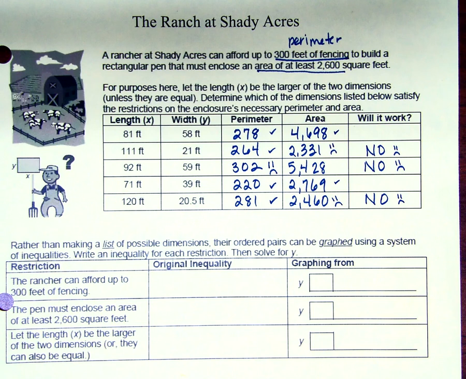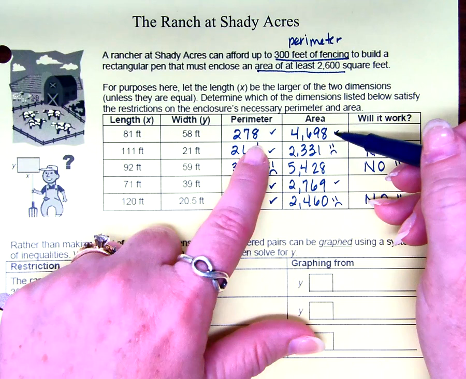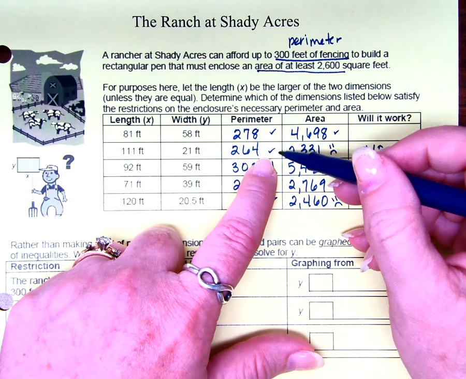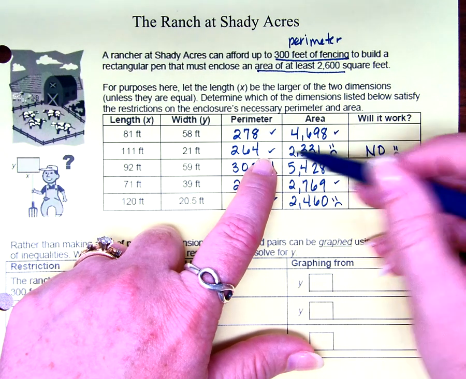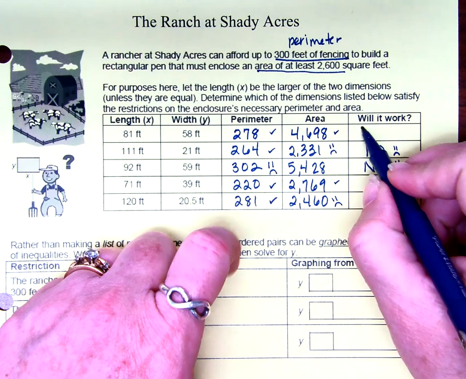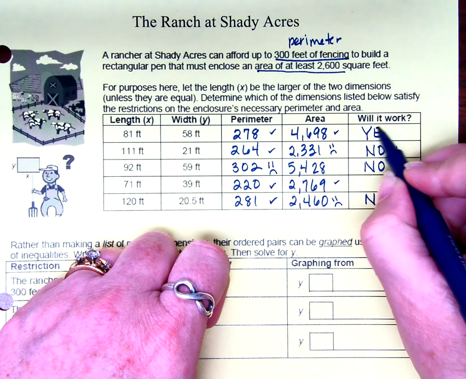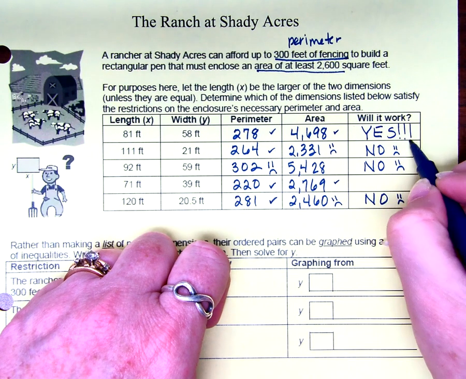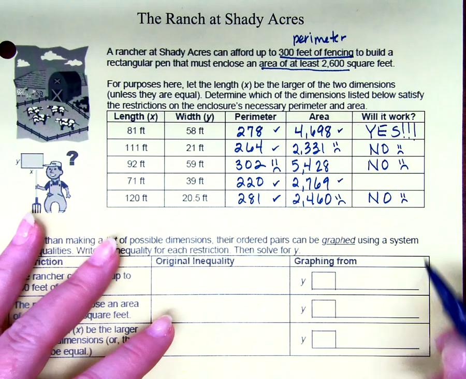Why are we filling it as a no? What do you mean it won't work? Oh, it doesn't meet both of the requirements, right? It meets one, but not both. Well, this one works, but this one doesn't. It doesn't matter if one works and one doesn't. It has to meet both requirements, doesn't it? So this one, yes. And this one also?